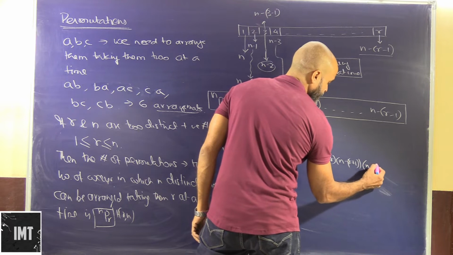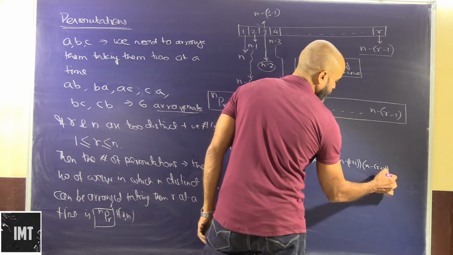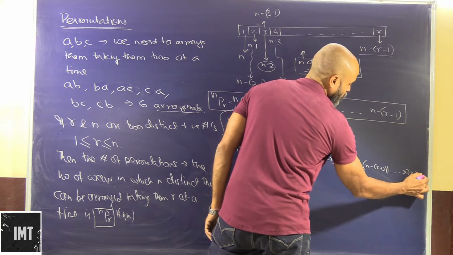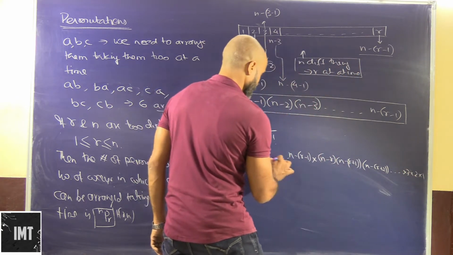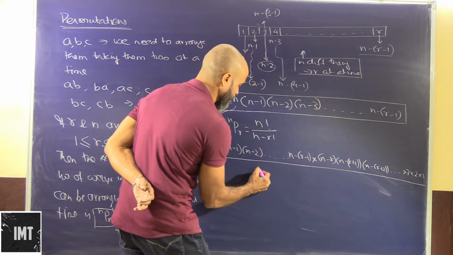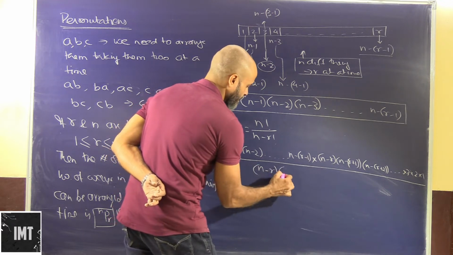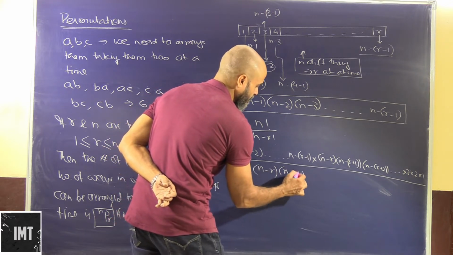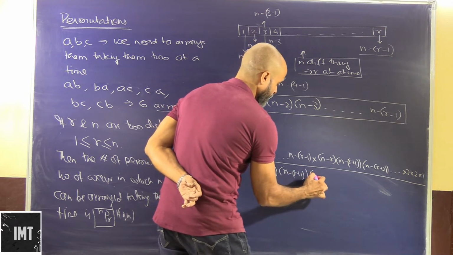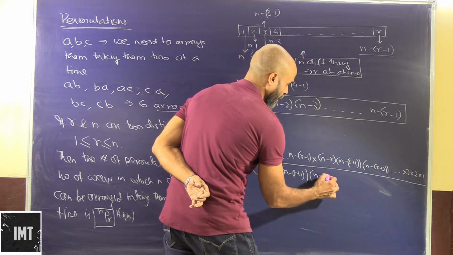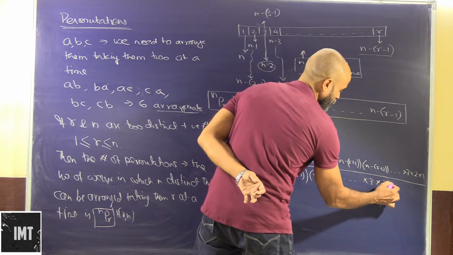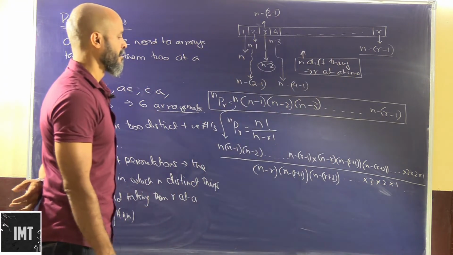into n minus r plus 2 and so on and so forth till, let's say, 3, 2, 1, okay. So since this is upon 1, I will have to multiply the denominator part with the same, that is n minus r into n minus r plus 1, okay. Then we have n minus r plus 2 and so on and so forth into 3 into 2 into 1, okay.